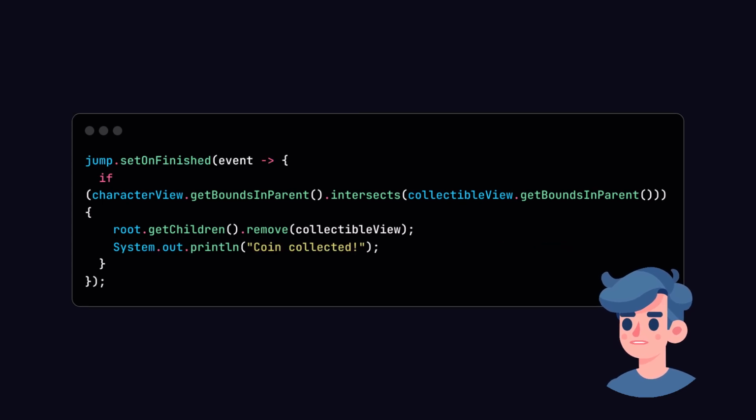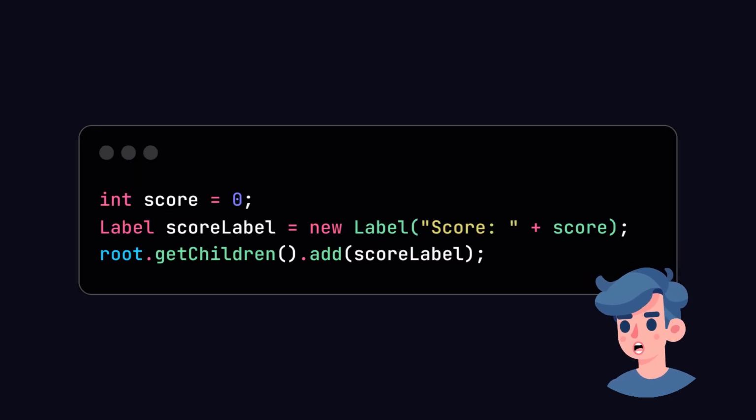Now, let's add this collision detection to our jump animation method. We can run a check every time the jump animation completes. Feeling accomplished? Because you should. We have our character jumping and collecting coins.